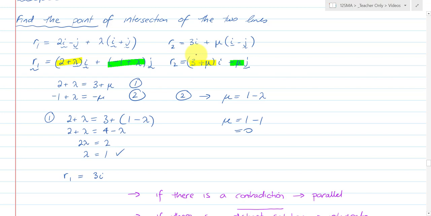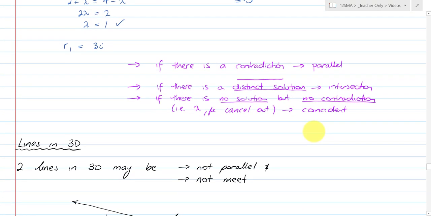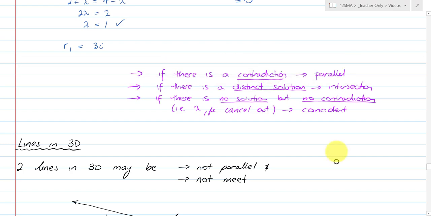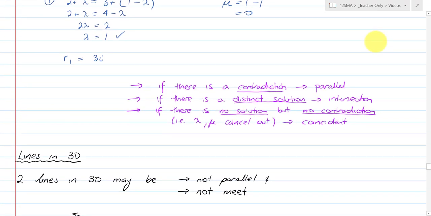So there you have a way of finding the point of intersection, which we have seen before. This works in 2 dimensions and 3 dimensions. So here's some further notes. If there's a contradiction, what I mean by that is if for some reason you get a lambda and a mu that are different for 2 different equations, then that means that they're parallel, or that perhaps they don't meet. So parallel in this case, but in 3 dimensions, that means they don't meet.